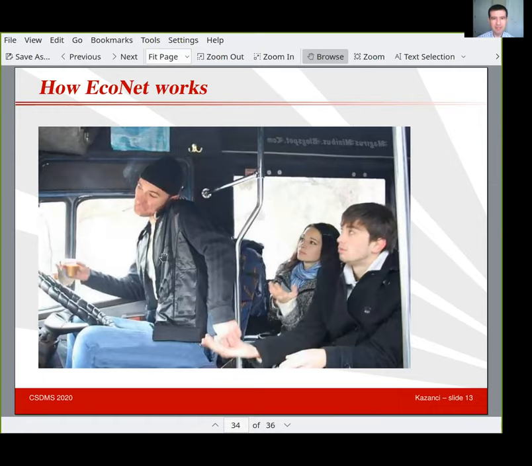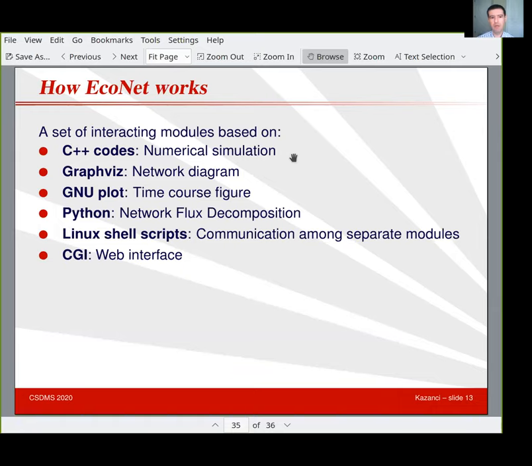So it is the basic model of the person. When you hit run model in Econet, it will spawn these numerical simulations. And while it's doing that, it will use graphics to produce the network diagram. The placement of the nodes and the arrows is a difficult optimization problem, and I did not write that. An open source software called GraphViz handles that. And it will use gnuplot to do the time course figure, which is like MATLAB's graphing libraries, but open source. And Python will do the network flux decomposition on the beta version. Everything is tied together using Linux shell scripts. And CGI is handling the web interface.